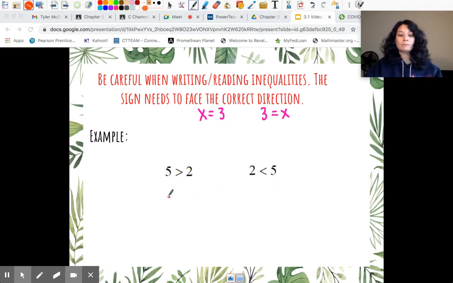If I don't flip it, let's see what's going to happen. If I left that inequality symbol the same, it would read 2 is greater than 5, right? Well, the first inequality was true. 5 is definitely greater than 2. But if I don't flip that symbol, but I flip the numbers, is it still true? Is 2 greater than 5? And of course, the answer is no. This is not correct. So this is why we always want to be really careful with rewriting an inequality. You just want to make sure that the symbol is facing the correct way.